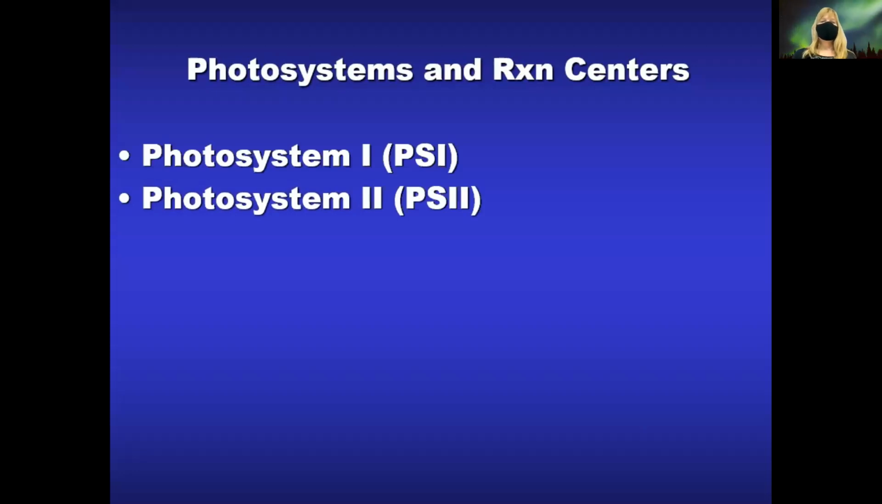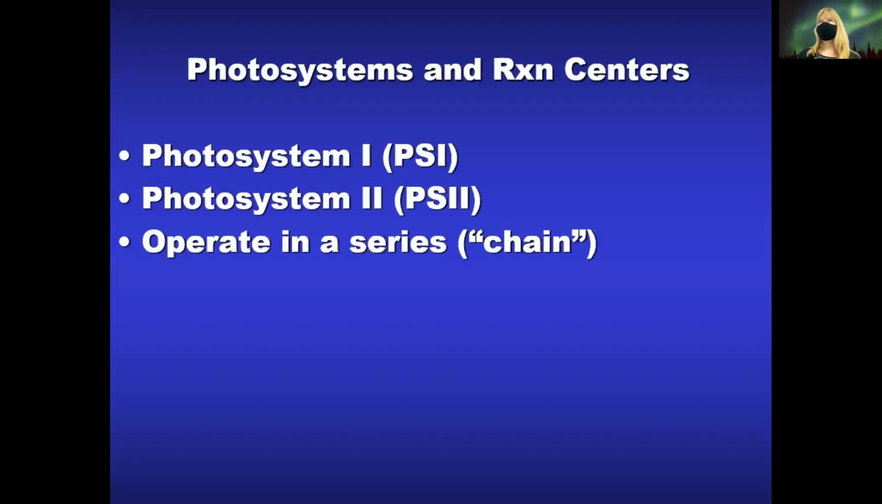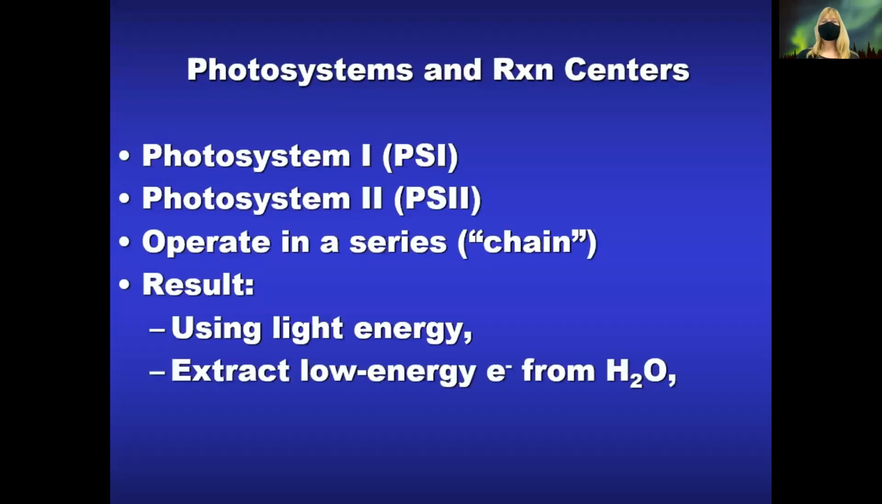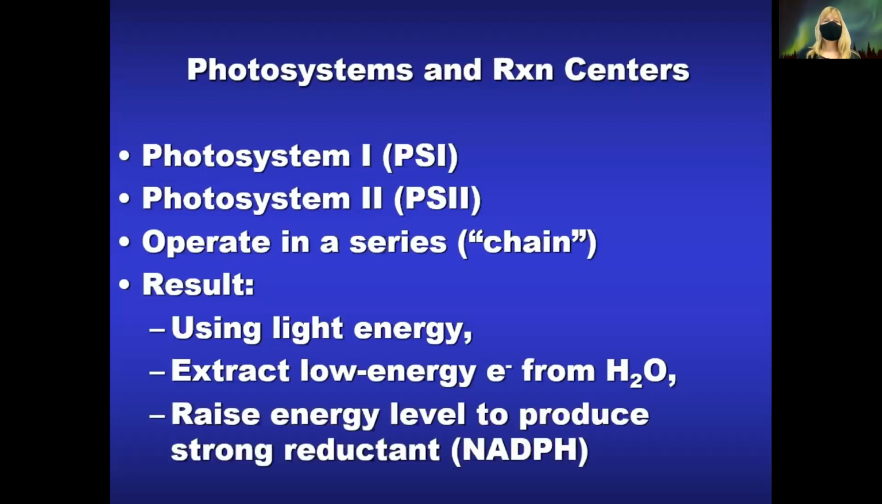Both of these photosystems have to work together. They work in concert. They operate in a series or a chain. And basically, what we're seeing when you look at the big picture idea here is light energy is getting used to strip electrons, extract low energy electrons from water. Water hates to give up electrons, chemically speaking, and then get that excitation, raise it up to an energy level that will allow for the production of NADPH.